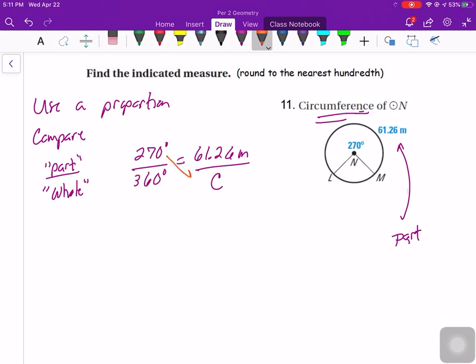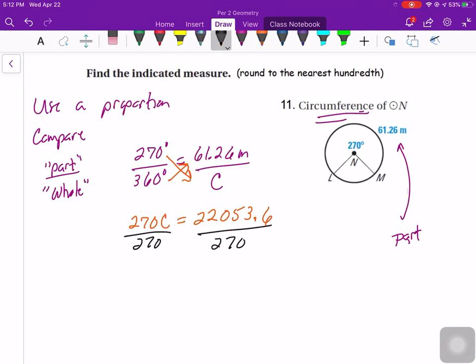We cross multiply. Of course, we have 270c. And then 360 times 61.26 gives us 22053.6. We divide by the 270 on both sides. We find that the circumference here, 81.67 meters, rounded to the nearest hundredth.